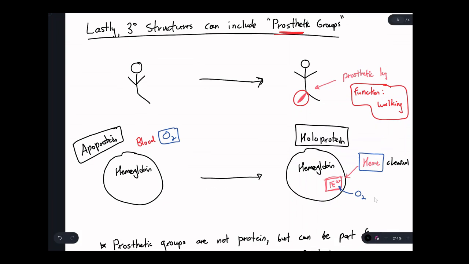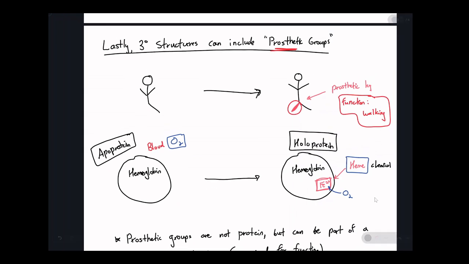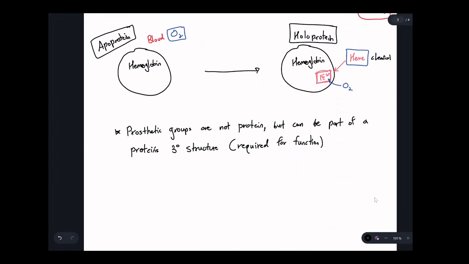The important idea here is that, like the prosthetic leg isn't made of flesh and blood like a regular leg, prosthetic groups are not necessarily protein, but are an important part of the protein's tertiary structure because it's required for function. With that in mind, the only topic we have left to cover is that of quaternary structure. I'll see you in the next video to discuss that.